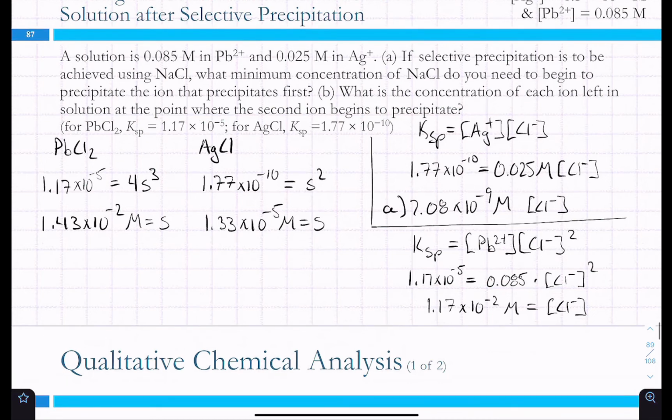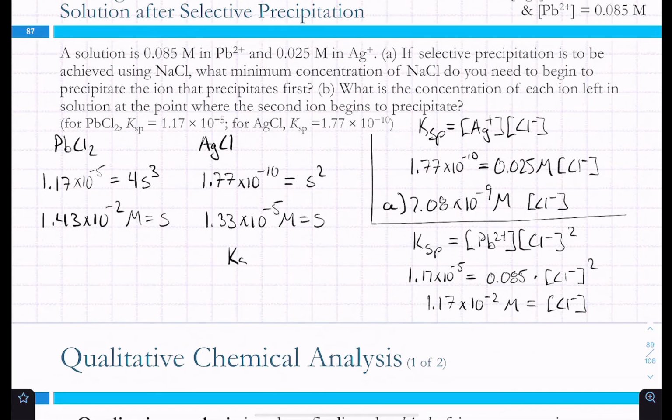Very, very tiny amount, but some of it nevertheless. So we take our KSP for silver again. Actually, I don't think I have this. Well, I'll write it real small. Let me put another line in here.